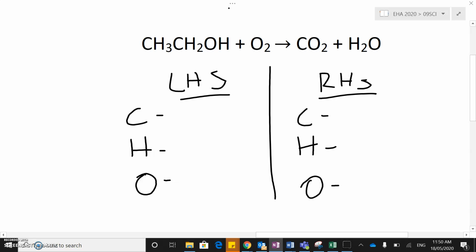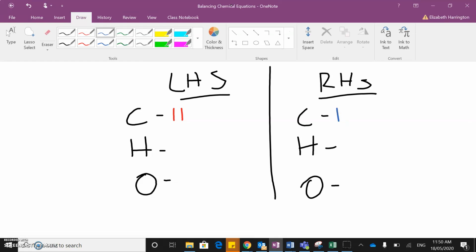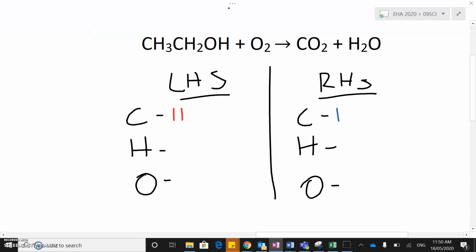How many carbons do we have on the left hand side? I can see 1, 2. How many on the right hand side? Just 1. Oops. I need to change my color. How many hydrogens on the left hand side? 3 plus 2 plus 1 is 6. How many oxygens on the left hand side? 1, 2, 3.